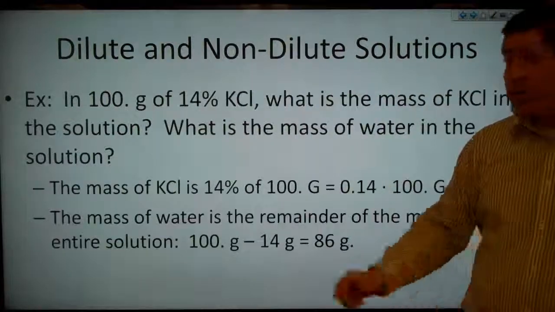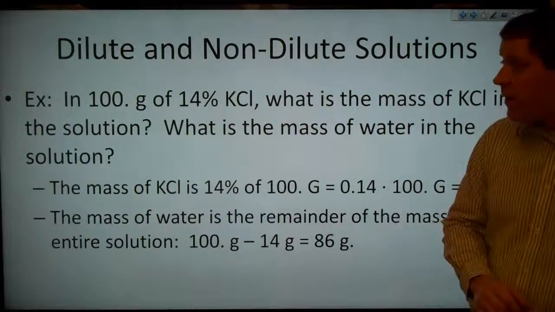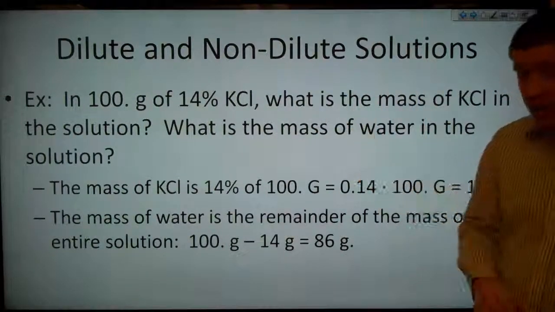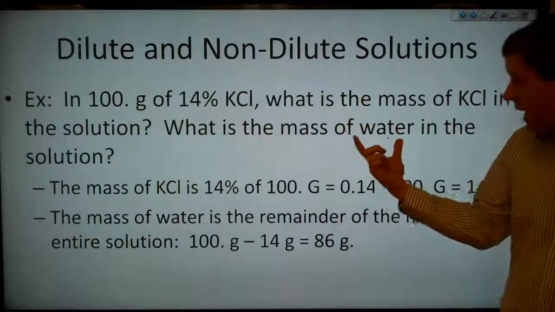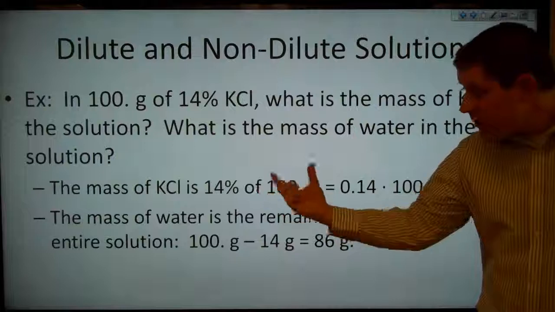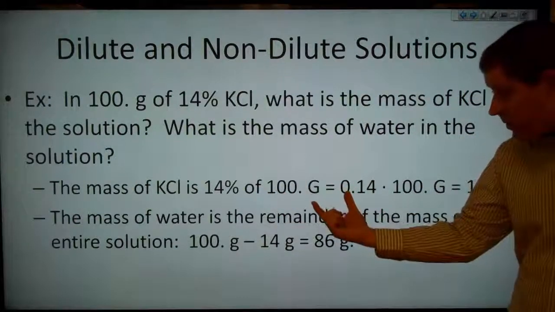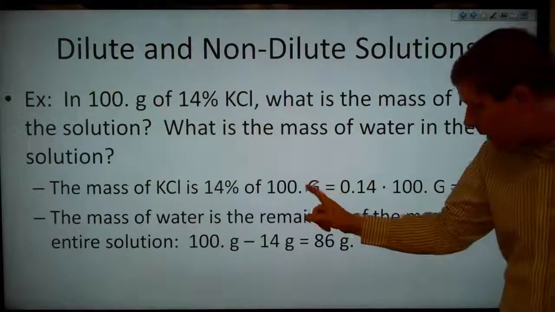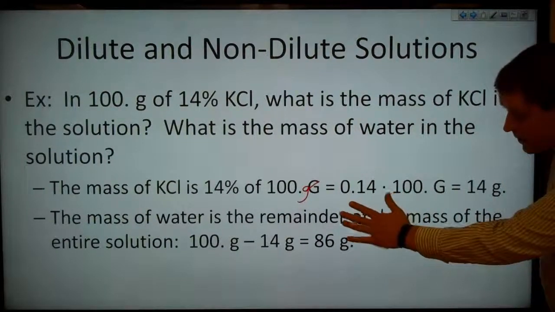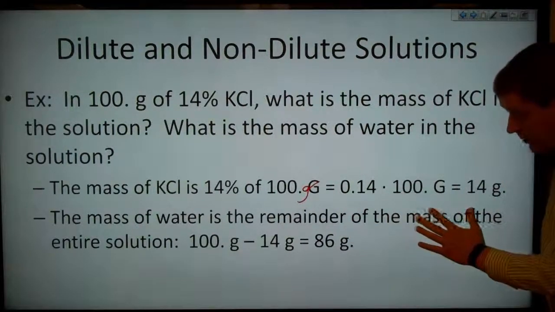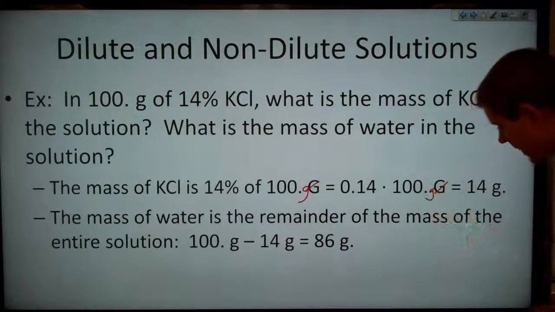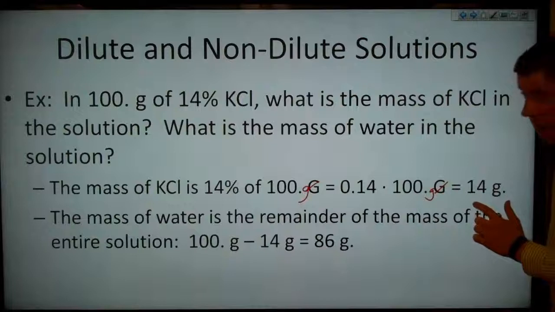For example, in 100 grams of 14% potassium chloride, what is the mass of potassium chloride in the solution? And what is the mass of water in the solution? Well, the mass of potassium chloride is 14% of 100 grams. This should be a lowercase g here. And that is 0.14 times 100 grams. Again, this should be a lowercase g. And that equals 14 grams.